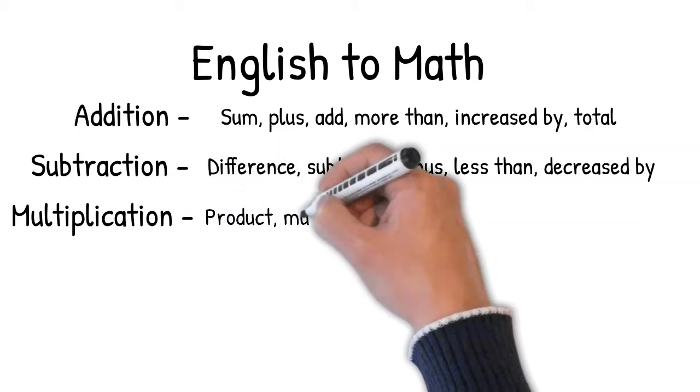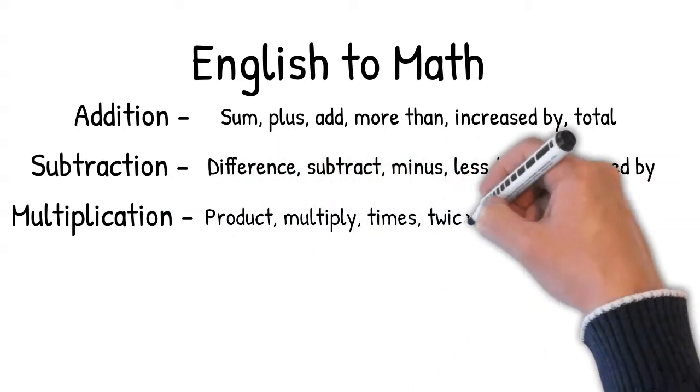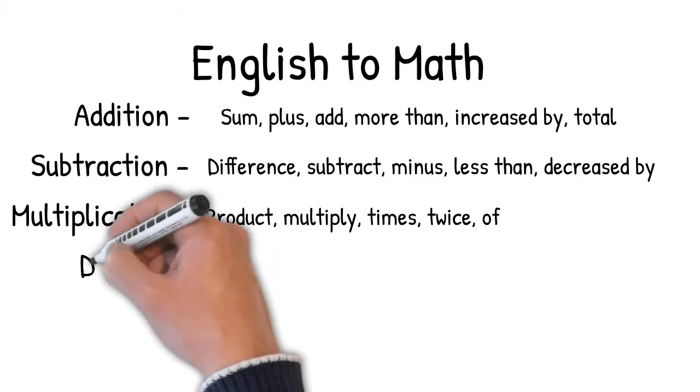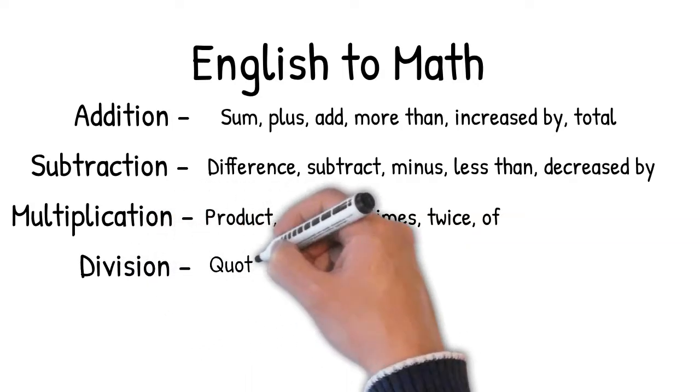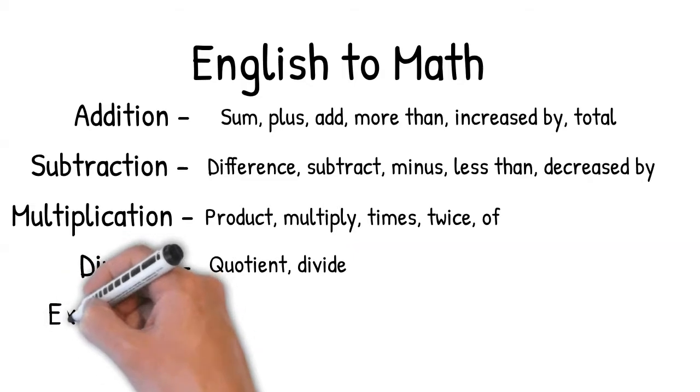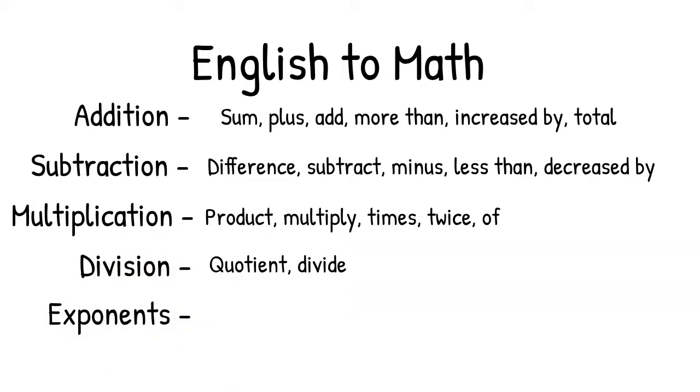Multiplication: product, multiply, times, twice, and the word of are some of the common words that translate to multiplication. Division: quotient, divide. There are not a lot of words that translate to division, but these are two of them. Once again, like subtraction, order matters, so we need to be careful that we translate division in the correct order. Finally, we have exponents, squared or cubed.